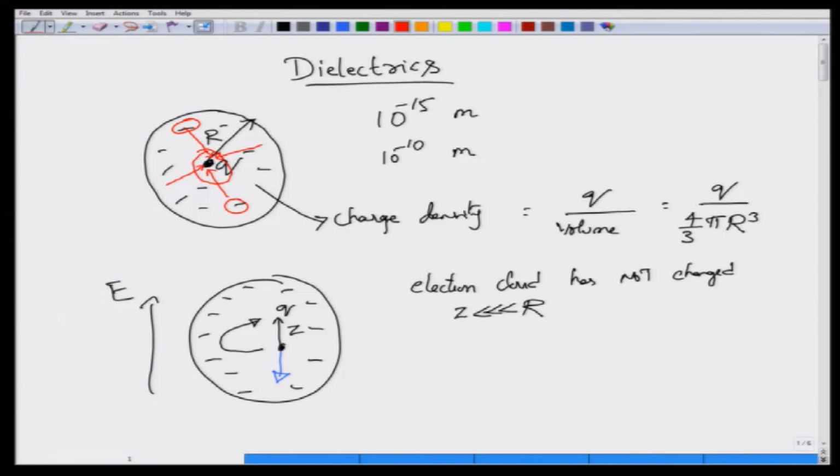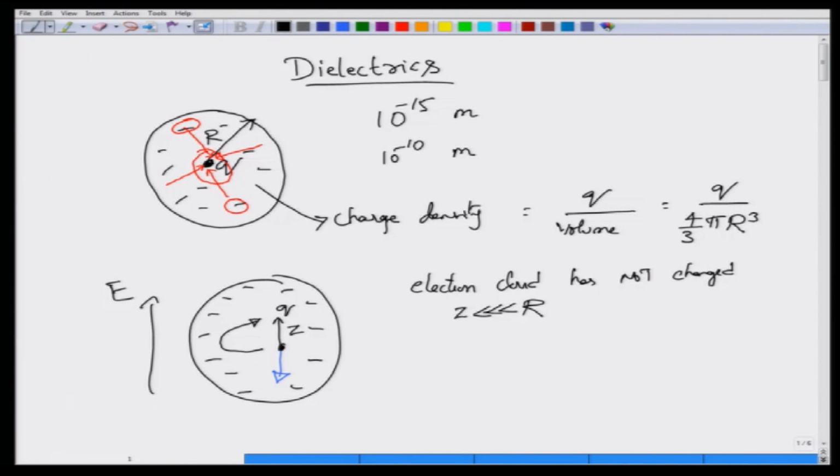Okay. However, once the external field is applied, the nucleus moves to a slight distance z, and then the electron field we are assuming it to be unchanged, but which will now exert a different amount of force here, right, because there is symmetry which was originally there has now been broken. So, because of the symmetry that was broken, the field that is exerted on the charge q is now going to be different from the previous case.